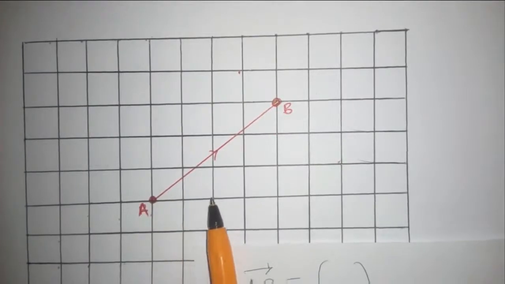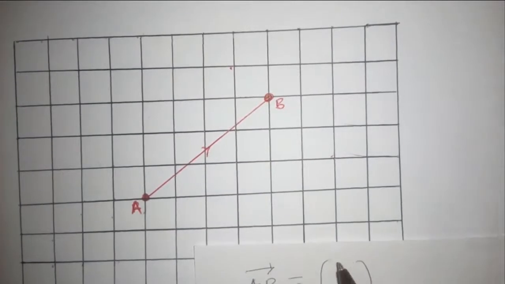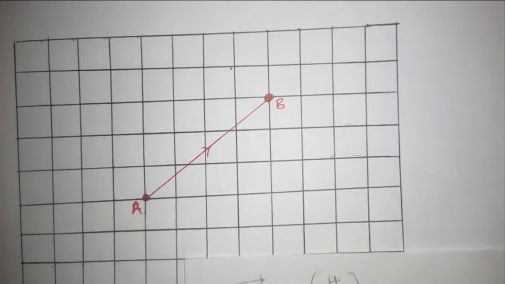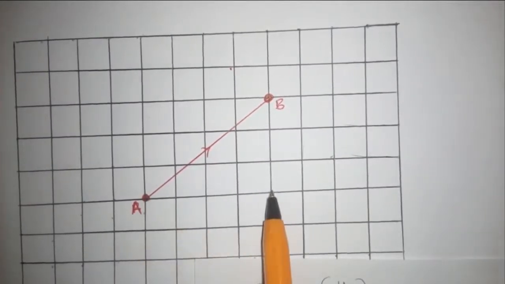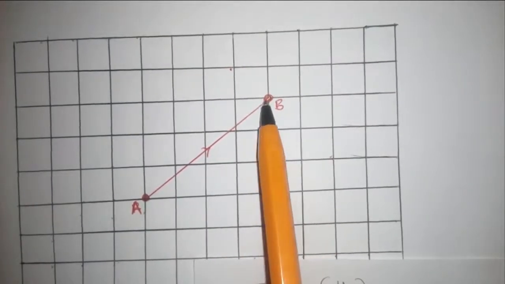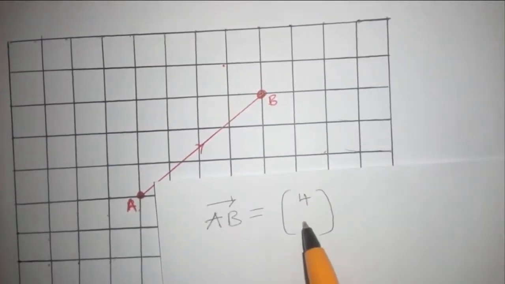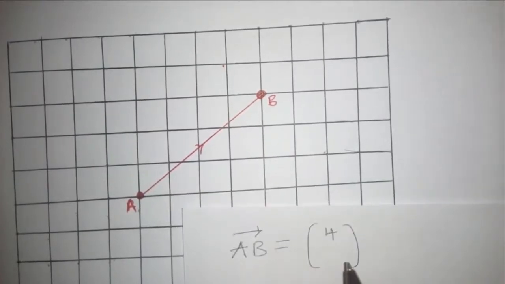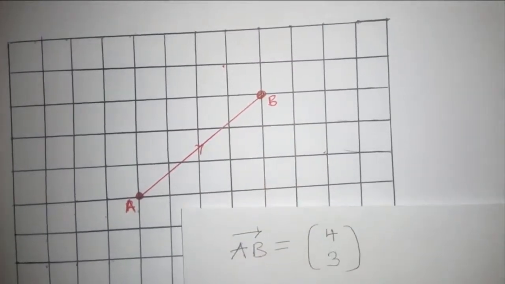It is 0, 1, 2, 3, 4. So this is 4 here. You write your 4 on top, under x-axis. Then you start following that point. It will be 0, 1, 2, 3. So you're going upwards. It's still positive. So it's 3 over here.